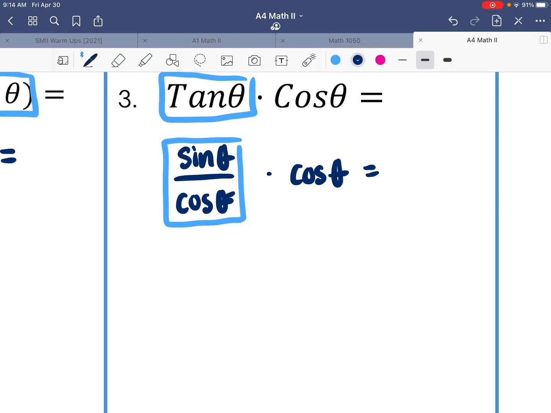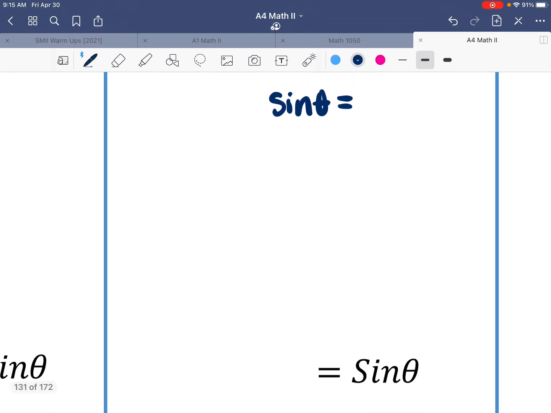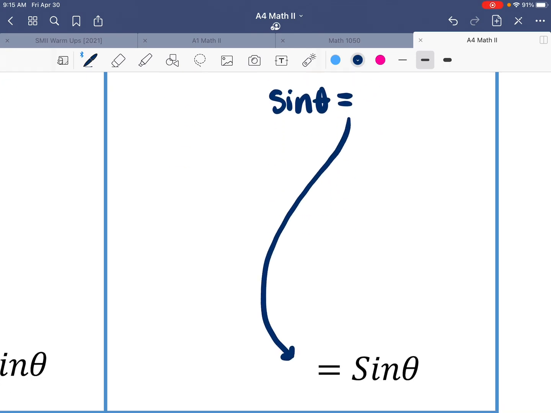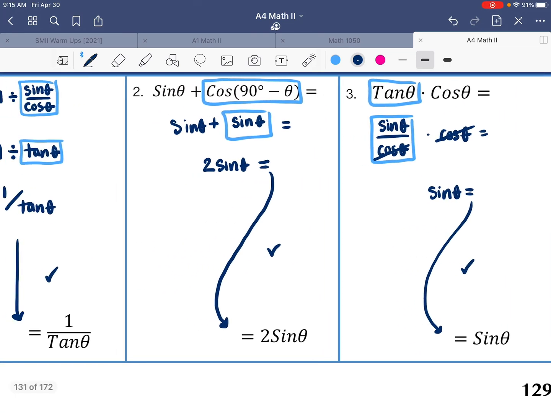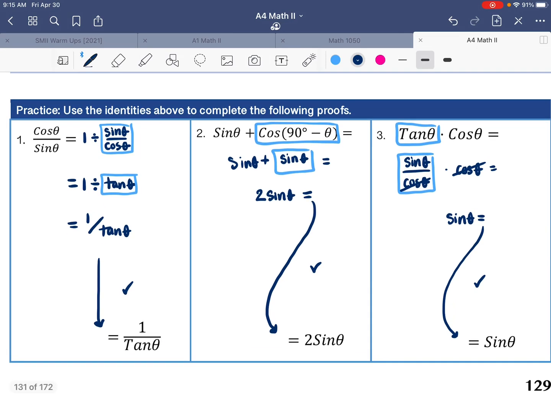And now that we have this, we notice that we are dividing by cosine and multiplying by cosine, which cancels each other out, and we're left with just sine of theta, which is what we wanted to get to down there. So hopefully these are making sense to you. We're just trying to transform one statement with trig functions into another using these identities.